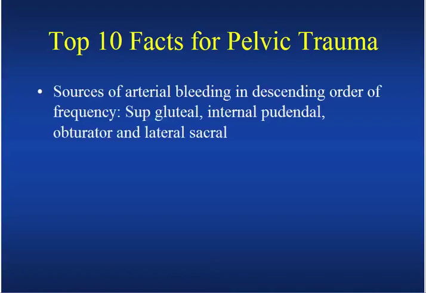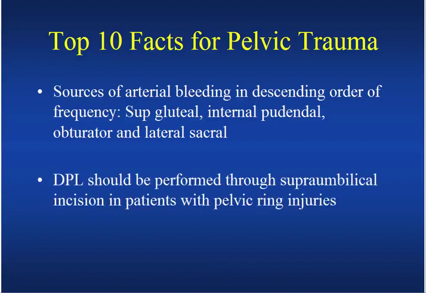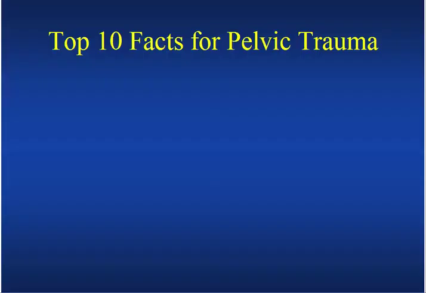The sources of arterial bleeding in descending order of frequency in pelvic ring trauma: the superior gluteal artery is most common, followed by the internal pudendal, the obturator, and the lateral sacral. Diagnostic peritoneal lavage or FAST ultrasound examination should be performed to rule out an intra-abdominal source of bleeding. If you're going to do a DPL, encourage your trauma surgeons to do it through a supraumbilical incision to avoid compromising your approaches for treatment of the pelvic ring.